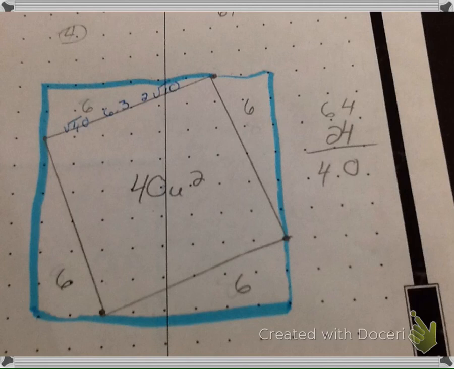So again, the biggest perfect square number that can go into 40 is 4, and 4 times 10 is 40. I find the square root of 4, and it's 2, so the answer is 2 square root 10.